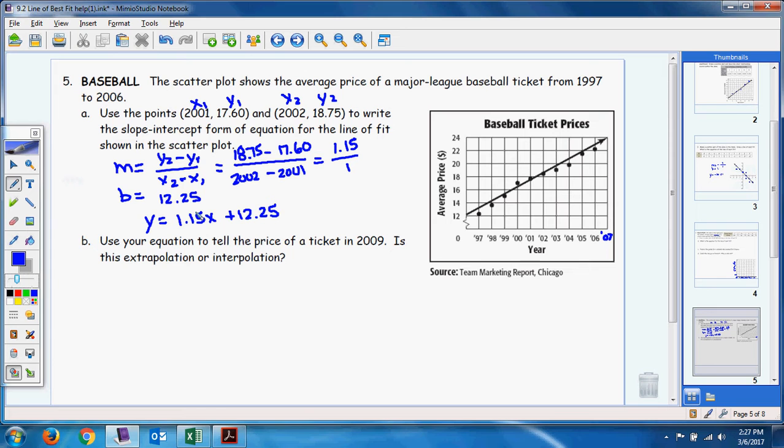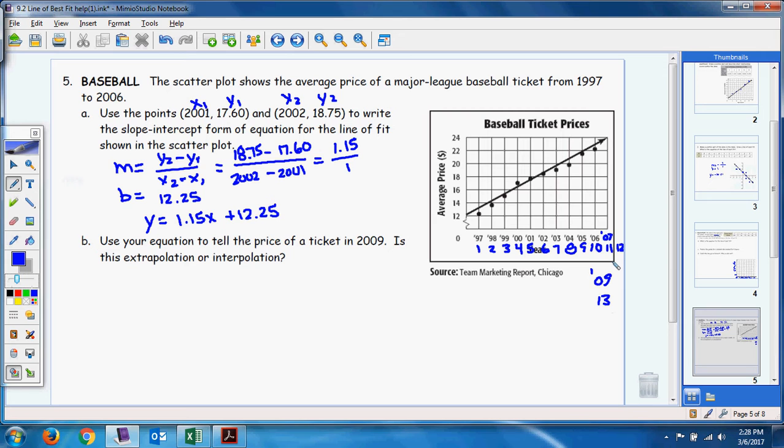So maybe look at this here as, okay, if that's year 0, then maybe this is year 1, year 2, 3, 4, 5, 6, 7, 8, 9, 10, 11. So 08 would be 12, and 09 would be 13. So that's a way to possibly do it.